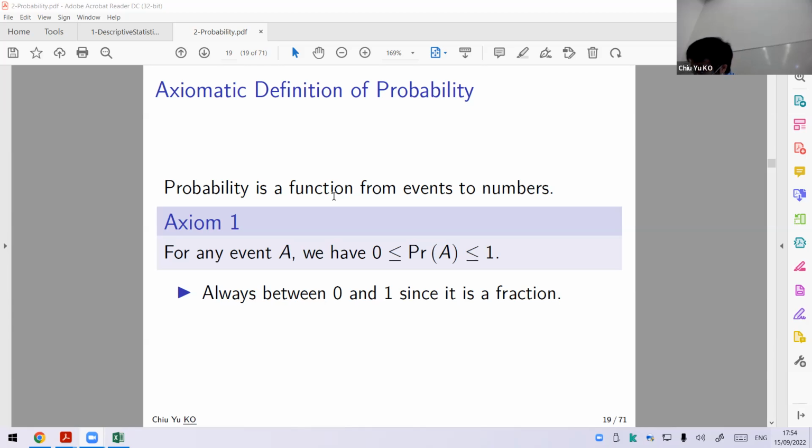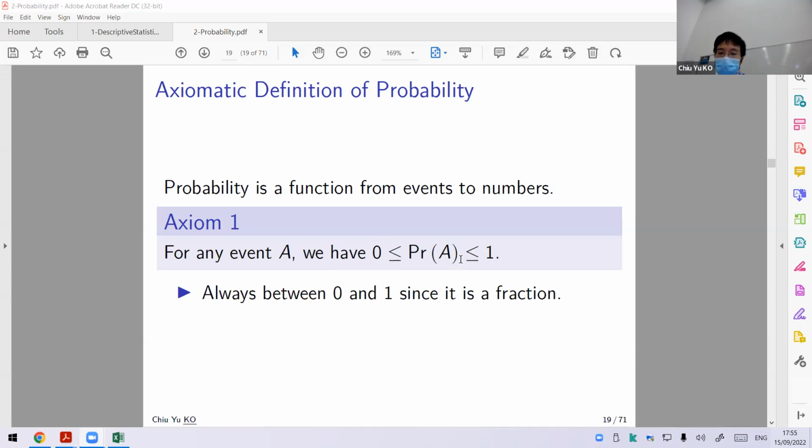This is something like the principles in our life, right? We try to derive something from the very basic things. Now, the first axiom I think is very trivial. No one would object to it. The first axiom is that probability is a function from events to numbers. Give me the event, I give the number. The first thing we say is everything must be from 0 to 1.